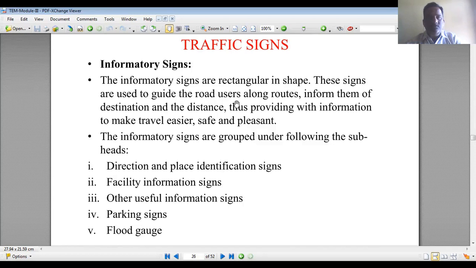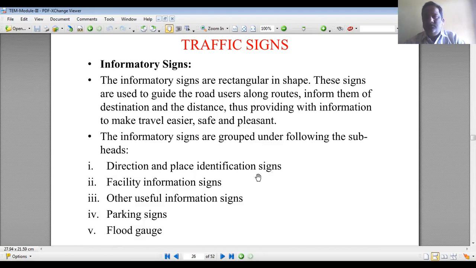These signs are used to guide the road users along particular routes and inform them about the destination and the distance, thus providing information to make travel easier, safer and more pleasant. That's why we give information to the road users about restaurants, petrol pumps, hospitals, etc. Prior information is given to the road users with the help of this type of rectangular shaped informatory sign. The informatory signs are grouped under the following subheads. There are 5 subheads. First one, direction and place identification signs.